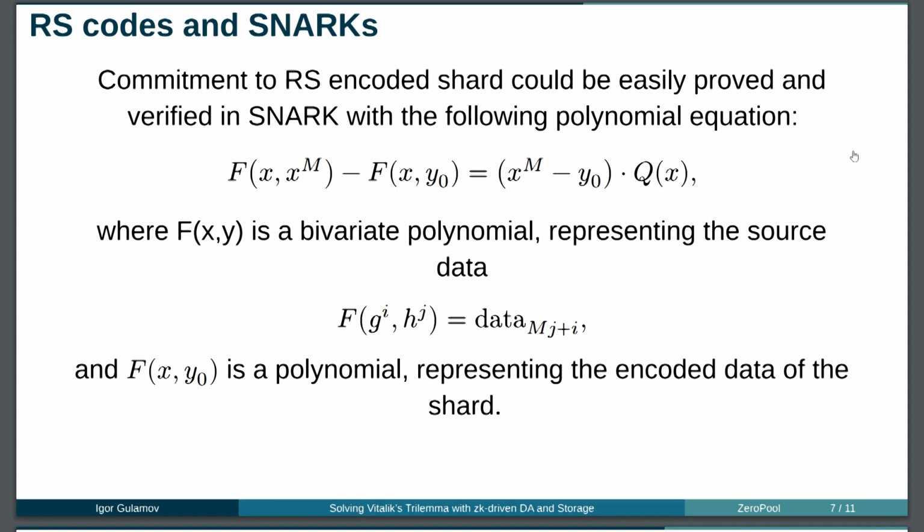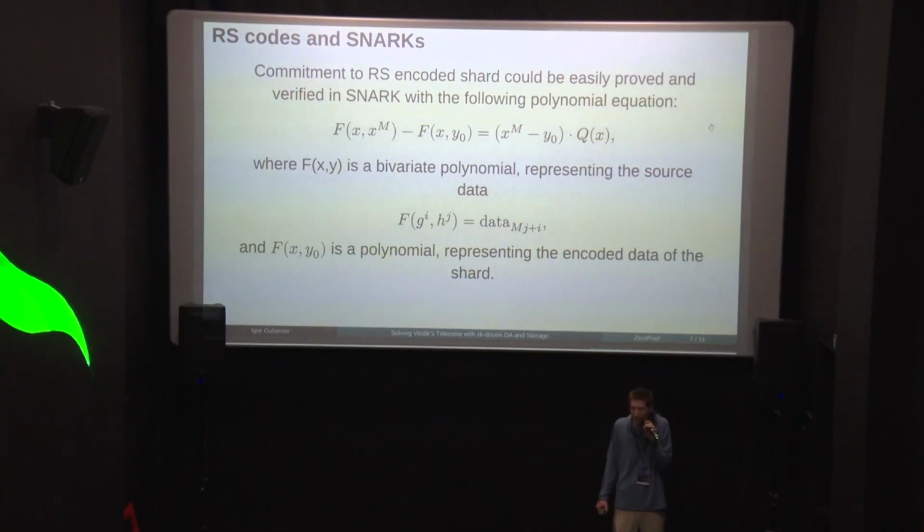One of the issues of Reed-Solomon codes in data solutions is that each node should know that the shard is corresponding to initial data commitment. And with this polynomial equation, we can easily prove that the commitment is corresponding to all the source data.